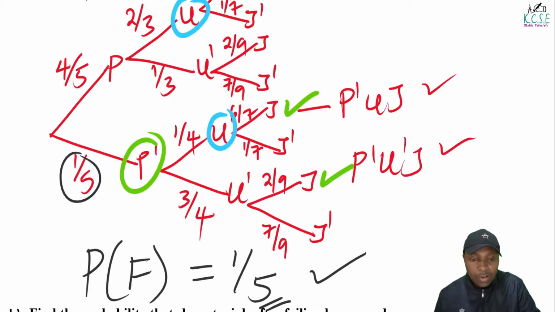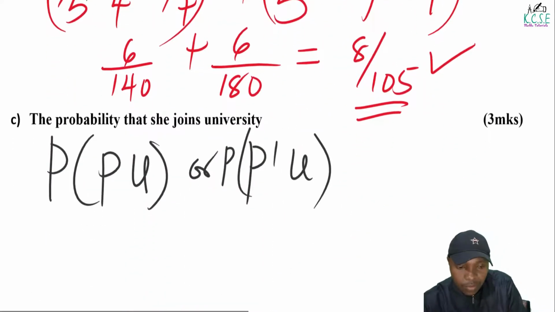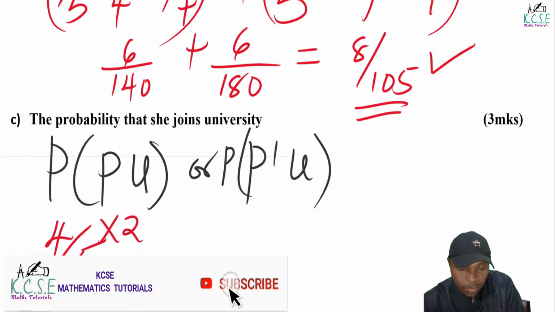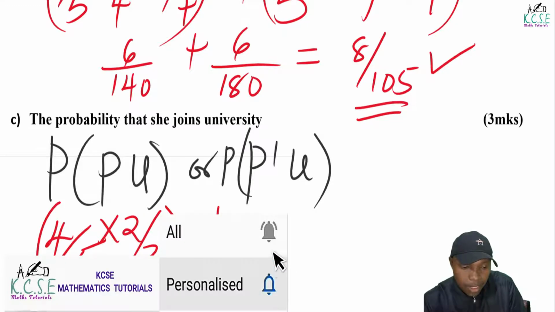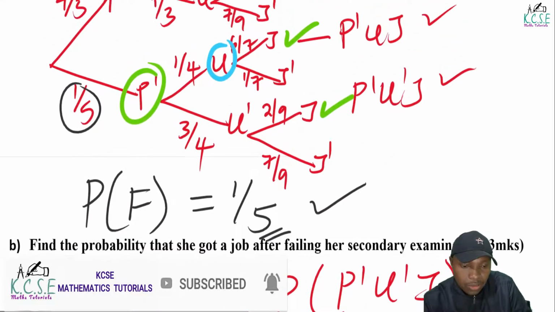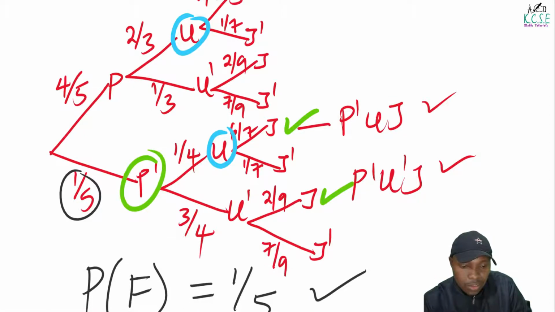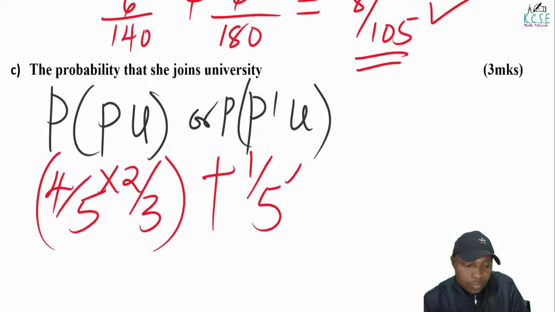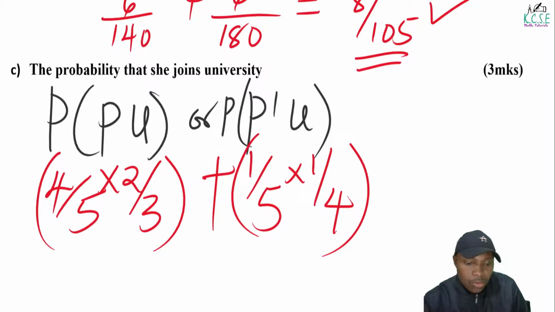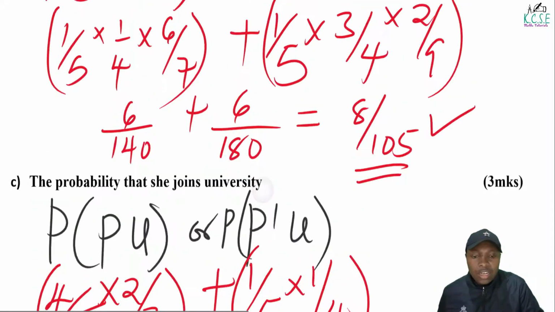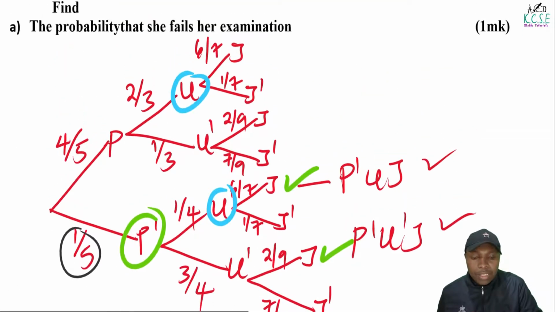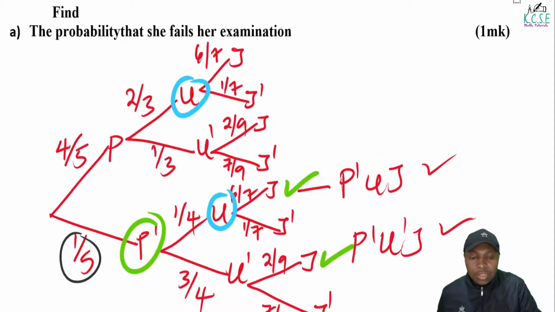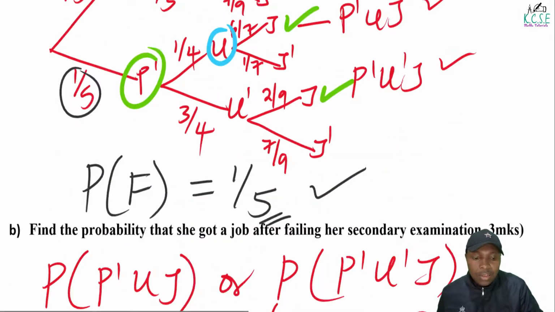So first one is 4 over 5 times 2 over 3, plus failing the secondary school examination and joining the university, which is 1 over 5 times a quarter. So those two are the instances where she joins the university. I repeat, the first one is passing the secondary school examination and joining the university, or failing, which is P prime, and joining the university. So those are the two instances.